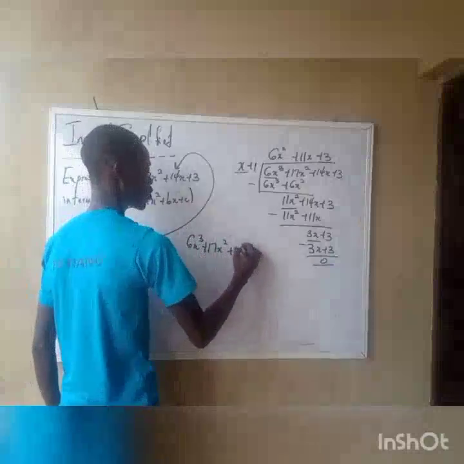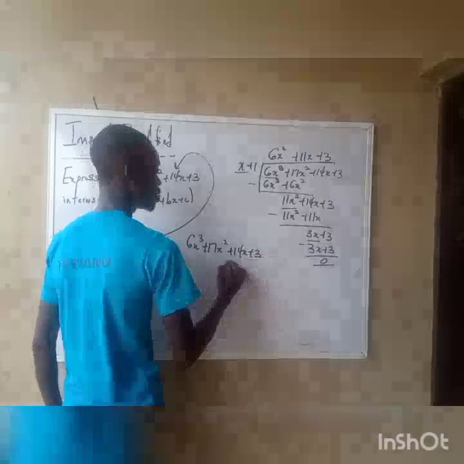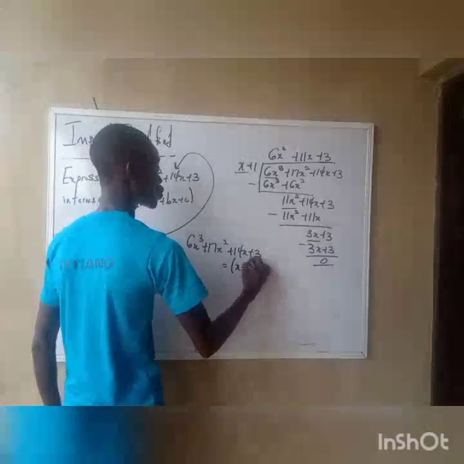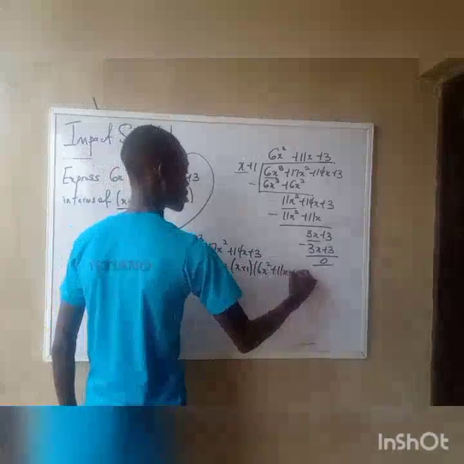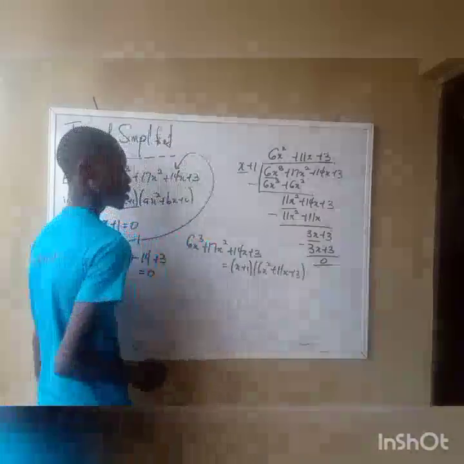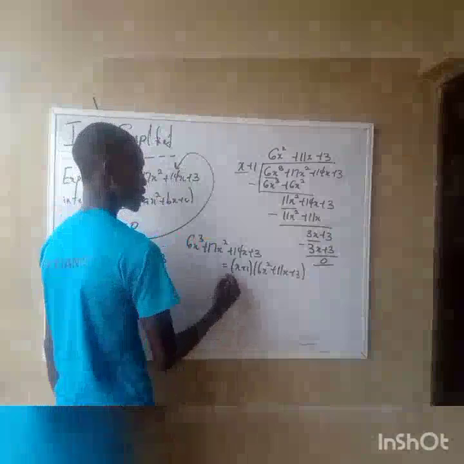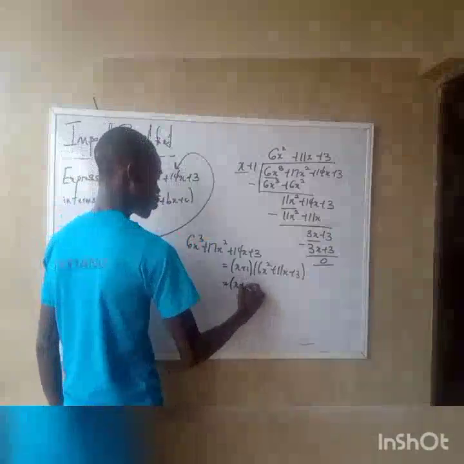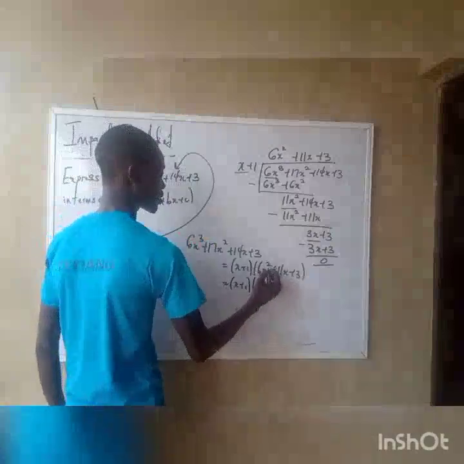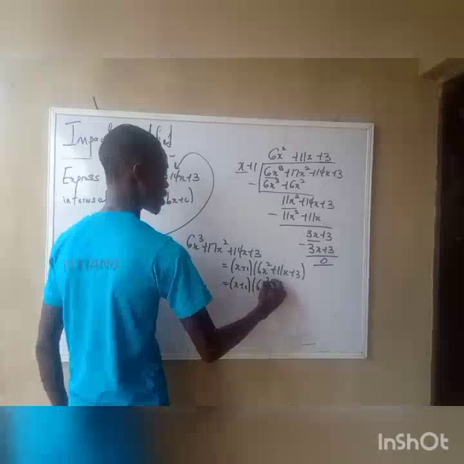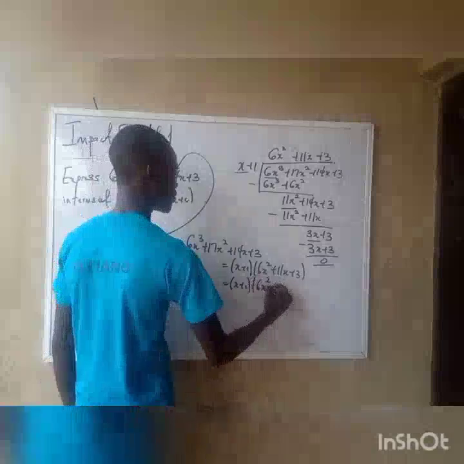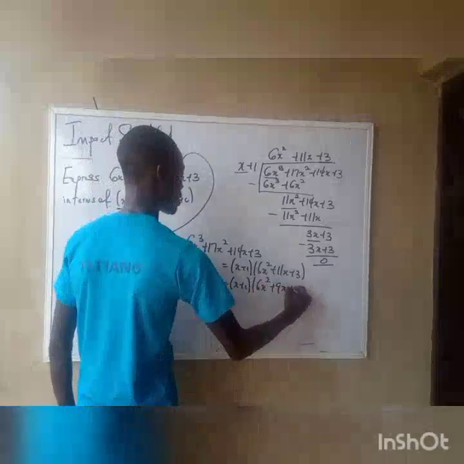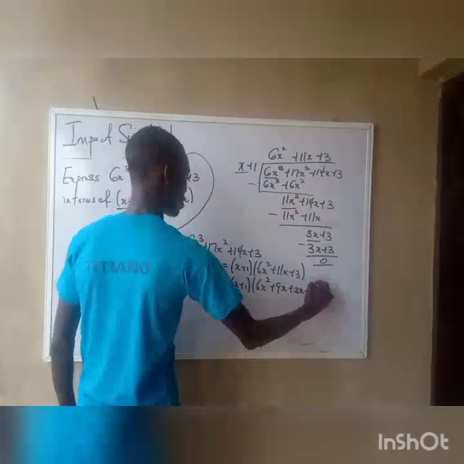therefore, the bigger equation, which is 6x cubed plus 17x squared plus 14x plus 3, will be equal to x plus 1 into 6x squared plus 11x plus 3. And then we are going to factorize. Factorizing this, we will multiply the first constant and the last constant. So 6 times 3 will give us 18. And what are the factors of 18 that will give us 11? That is 9x plus 2x plus 3.